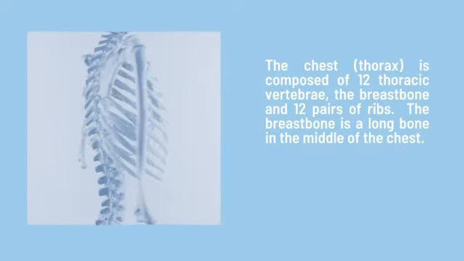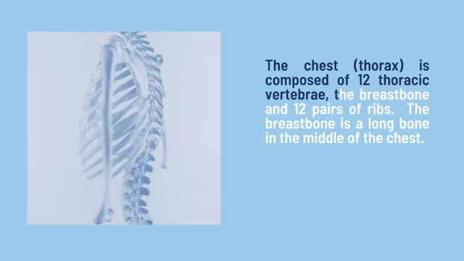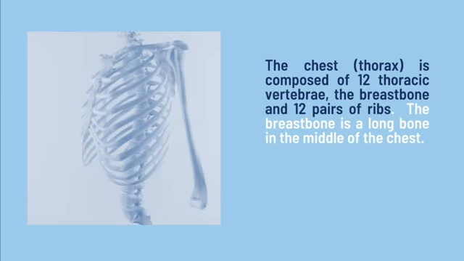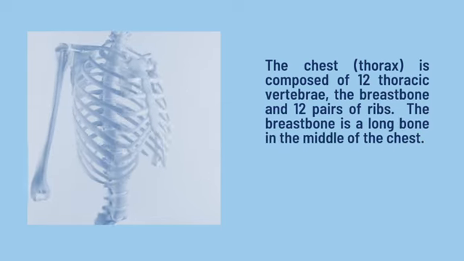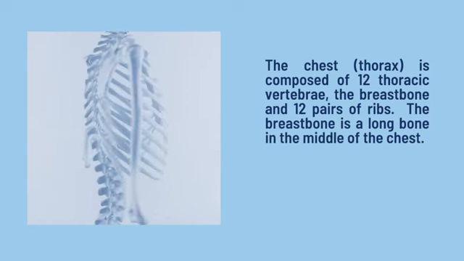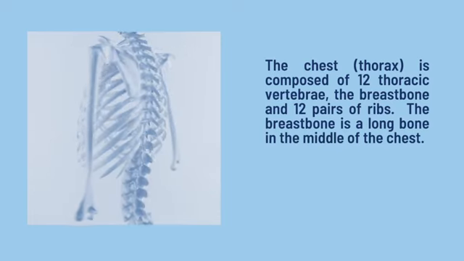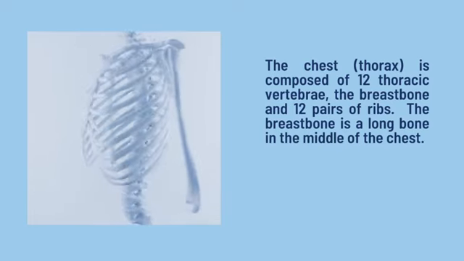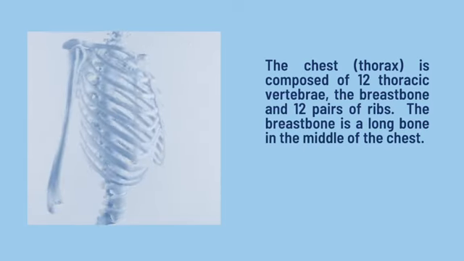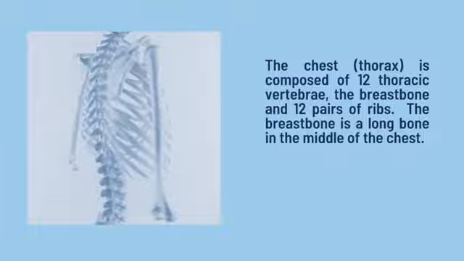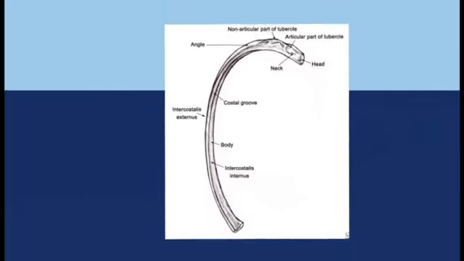The chest is composed of 12 thoracic vertebrae, the breastbone, and 12 pairs of ribs. The breastbone is a long bone in the middle of the chest. It is composed of 3 main parts. The basic parts of the chest is formed by the ribs. On each side of the chest, 7 ribs are connected with breastbone by cartilages. Each rib is composed of a head, neck, and body.